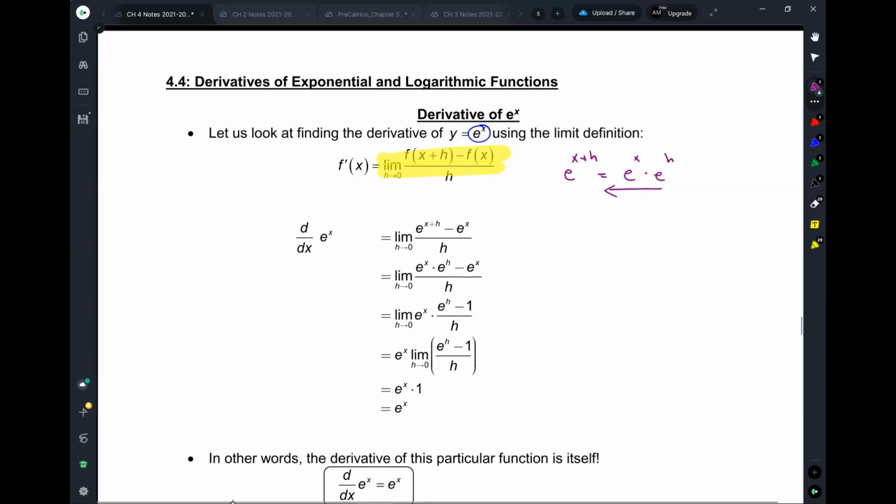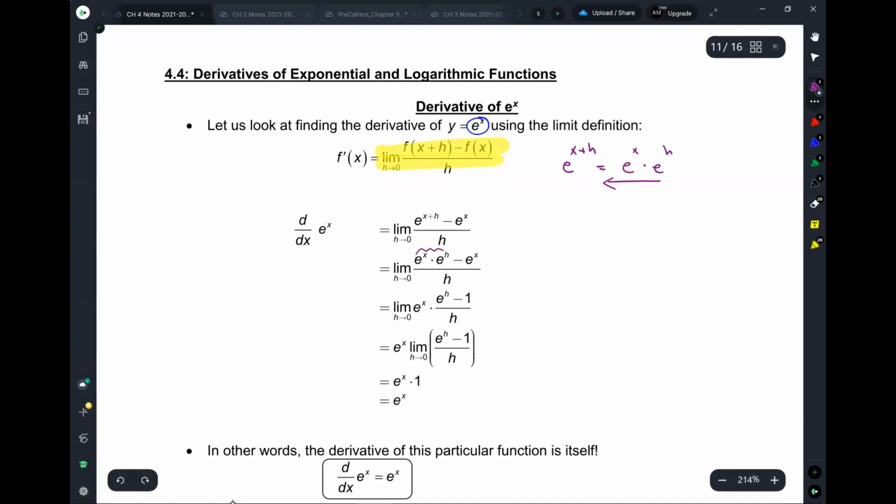So that's how we're going to write that, e to the x times e to the h minus e to the x. Now, you see how we have one term minus another term? And you see how they both have e to the x's? Let's factor out an e to the x. If you factor out an e to the x, then you get e to the x times e to the h minus 1 over h. And another way of writing that is you can put e to the x separately here. So you have e to the h minus 1 over h.